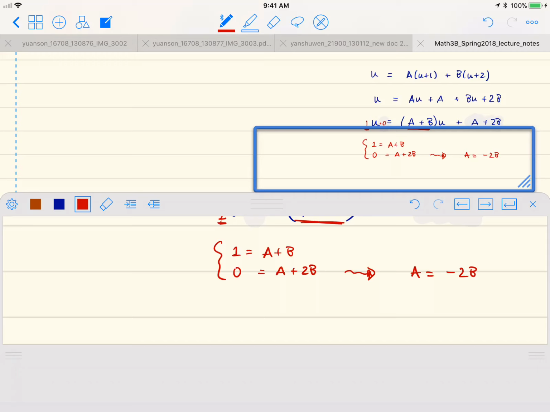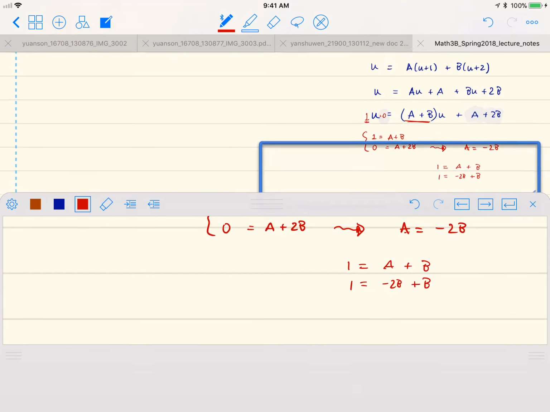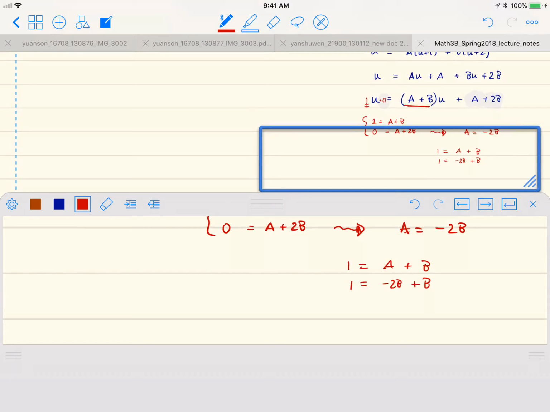And I'm going to take that and stick it into my first equation. So 1 equals a plus b, but a is really negative 2b, so negative 2b plus b is equal to 1. So now b minus 2b, that's negative b, is equal to 1. So then b is equal to negative 1.